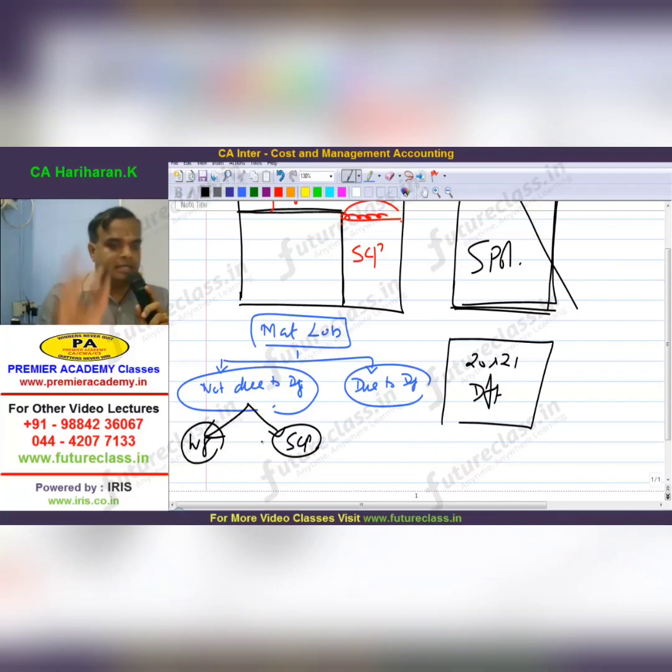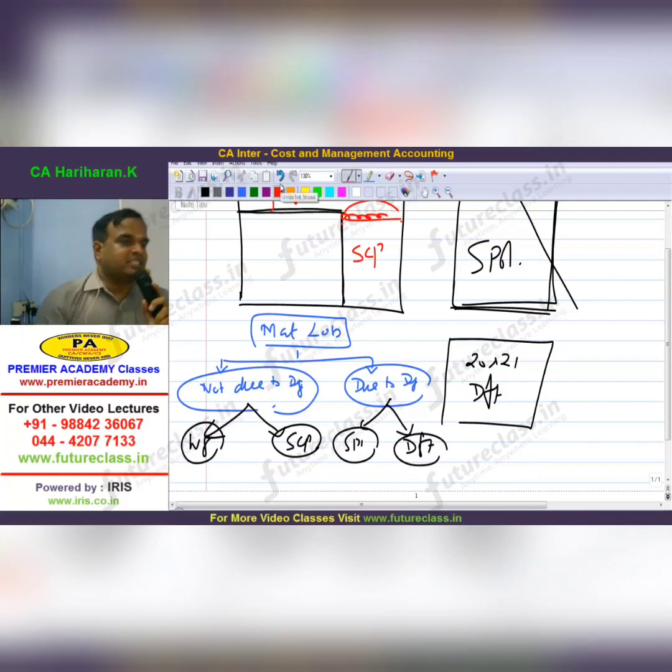Spoilage is purely because of damage only. Defective, that is also because of damage. Now, wastage: does waste product have any resale value or not? No resale value. Am I right? Whereas scrap, like small packages, books, you can gather some small income. Therefore, it has some resale value.